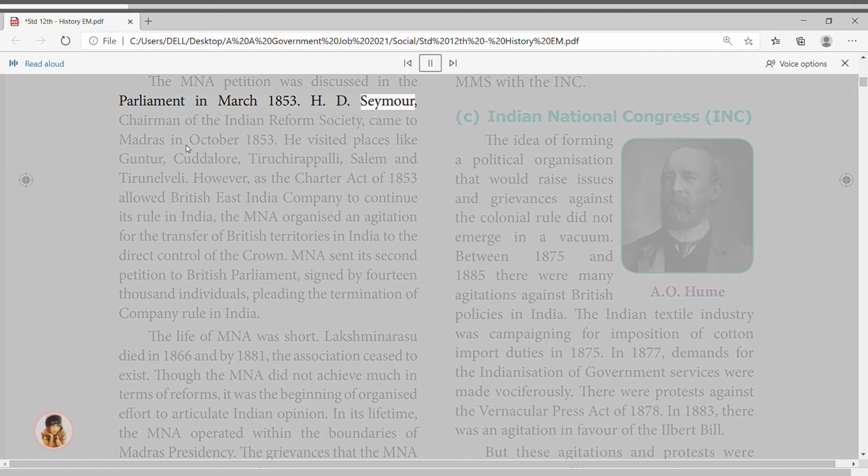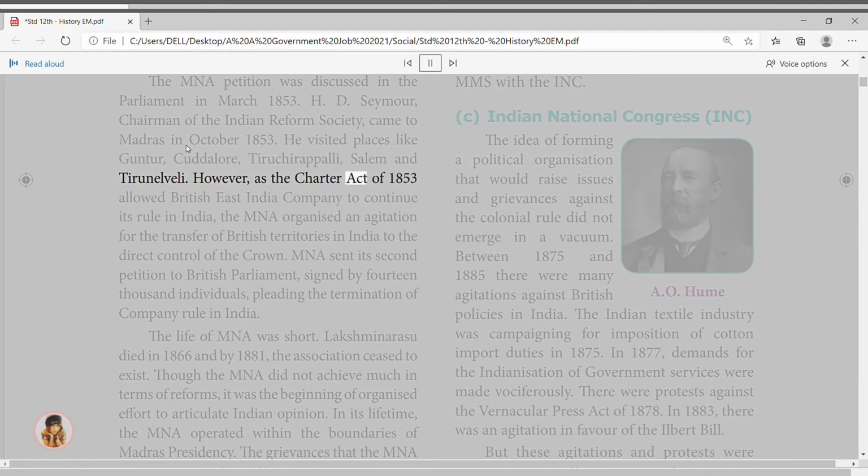H. D. Seymour, chairman of the Indian Reform Society, came to Madras in October 1853. He visited places like Guntur, Cuddalore, Tiruchirappalli, Salem, and Tirunelveli.